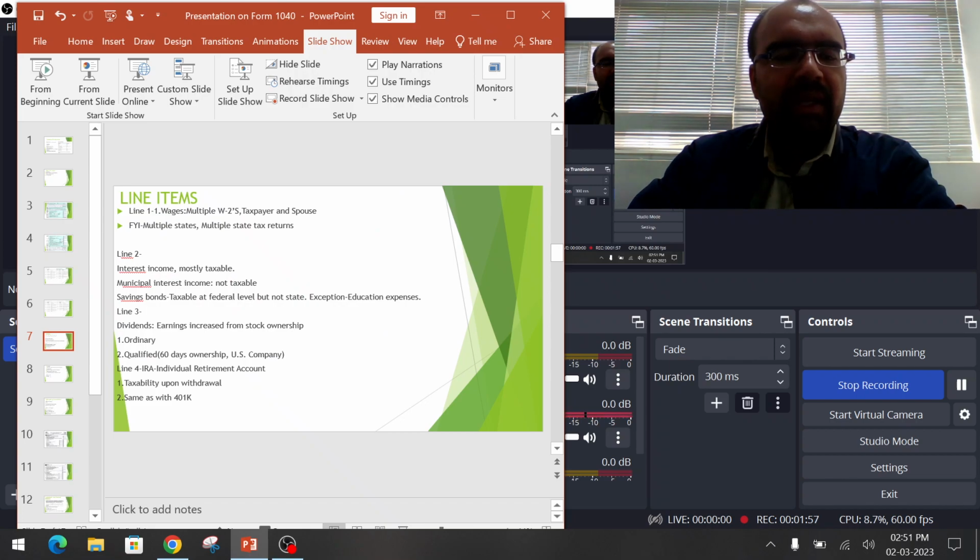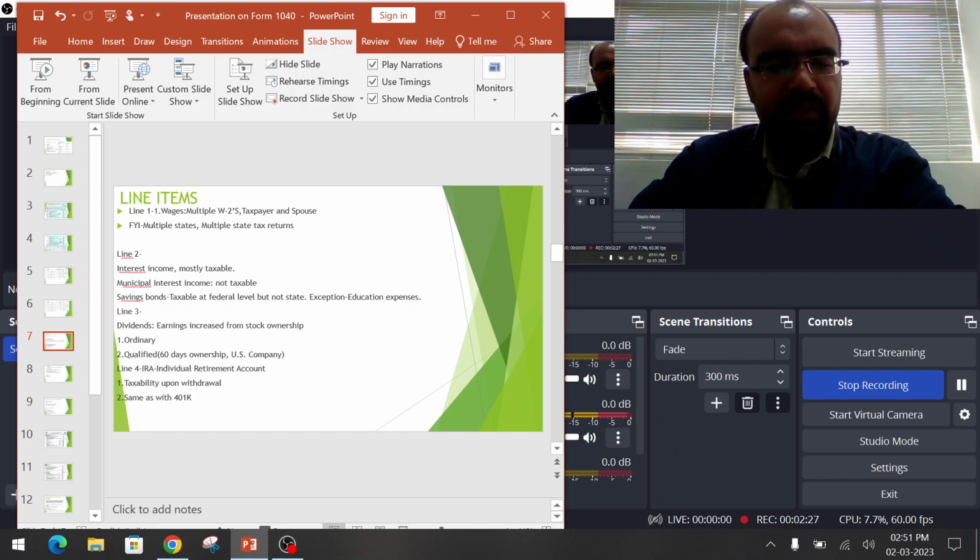So what are the line items? In line 1 we can see wages. Wages may be multiple W2s of taxpayer and spouse, and may be from multiple states. It can be multiple state tax returns or multiple other state returns. Line 2 can be interest income, mostly taxable. Municipal interest income is not taxable. Savings bonds are taxable at the federal level but not at state. Exception can be education expenses.